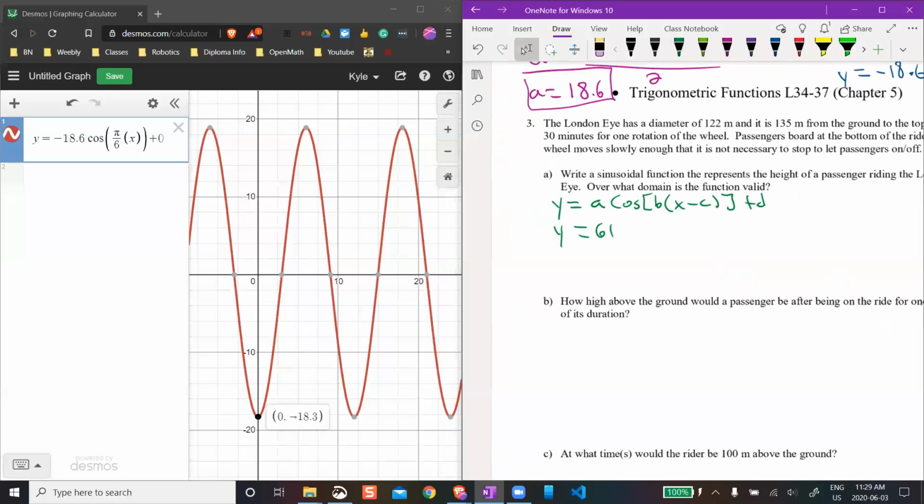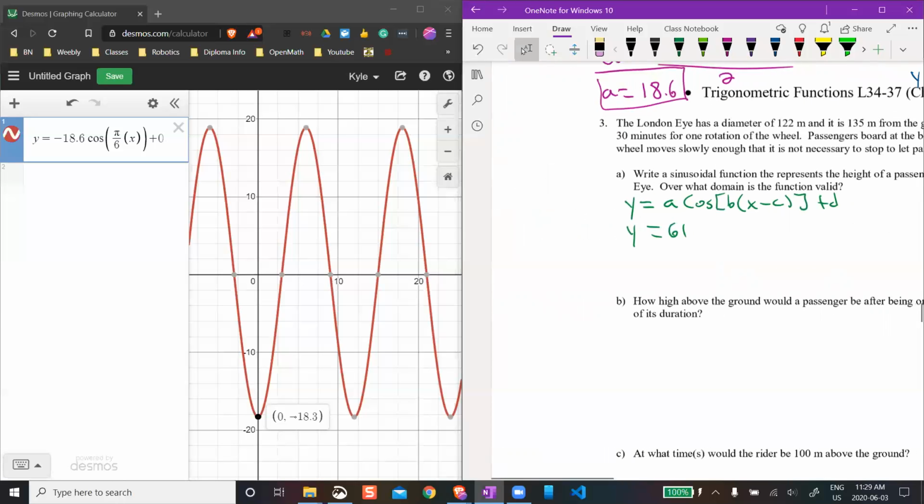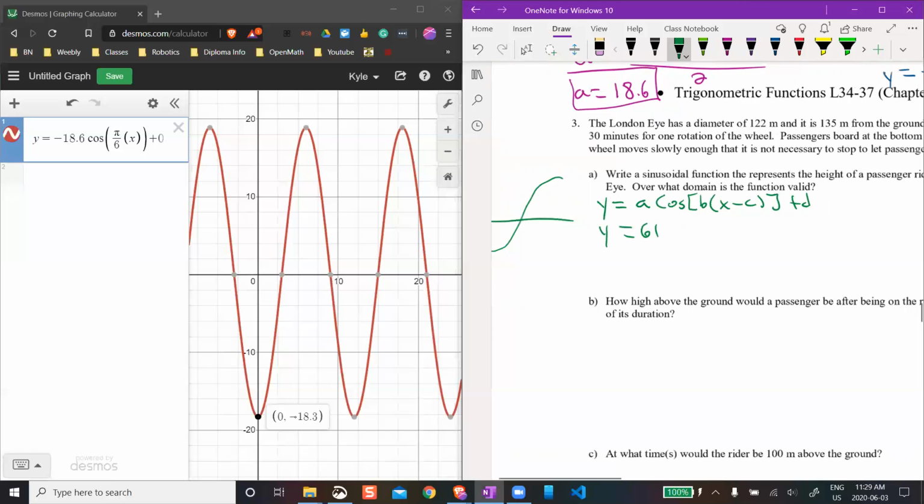And well, actually, just a minute though. A typical cosine graph starts at the top. We're starting at the bottom. Normally it comes around and goes down and then up again. But we're starting at the bottom and going up because you're getting on at the bottom. So right off the bat, I'm going to make that negative. We'll call that negative 61, just to flip it upside down. So negative 61, and then cos.